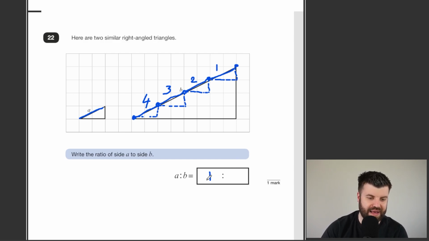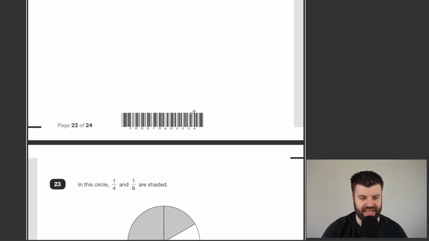So the ratio from A being 1 means that B is 4 times bigger. It's the same for this side and it's the same for that side. You can test it out if you would like. The ratio there is 1 side A, and then that would be 4 of them fitting into side B.